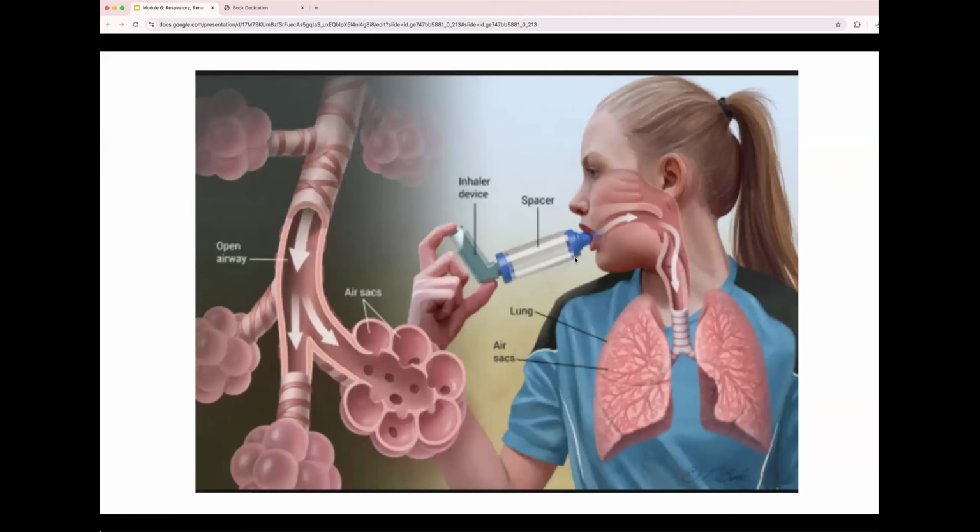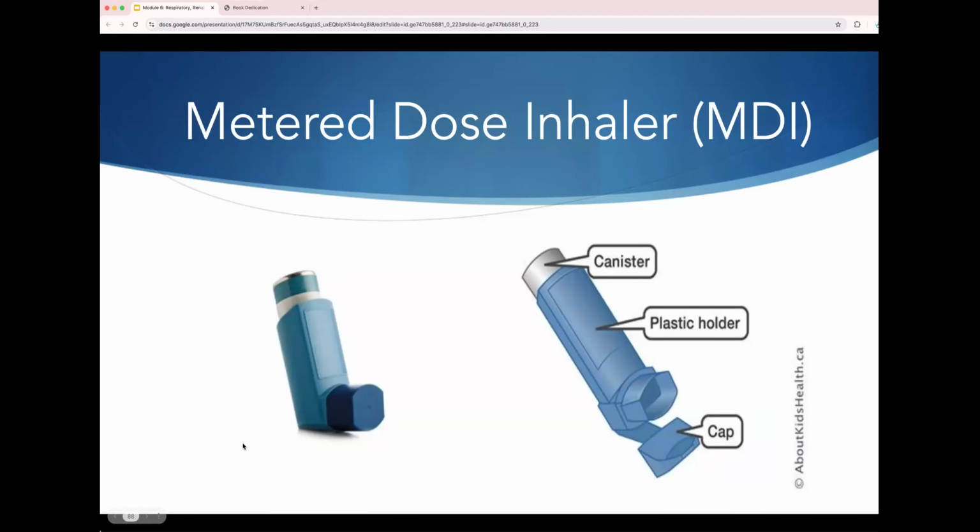A spacer delivers the medication from the metered dose inhaler more effectively, because the goal is to not get the medication just into the mouth. The goal is to get the medication from the canister into the airway, right? But sometimes when you give the medication just by using this alone, most of it just ends up in the mouth and not a lot of it gets inside the airway.